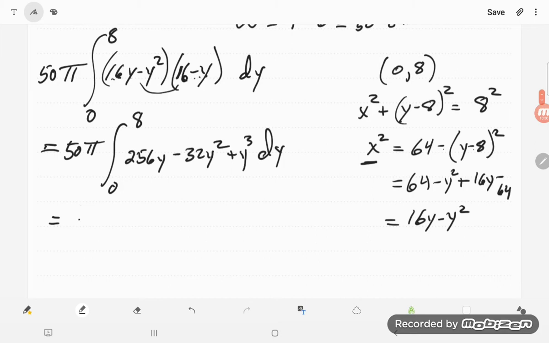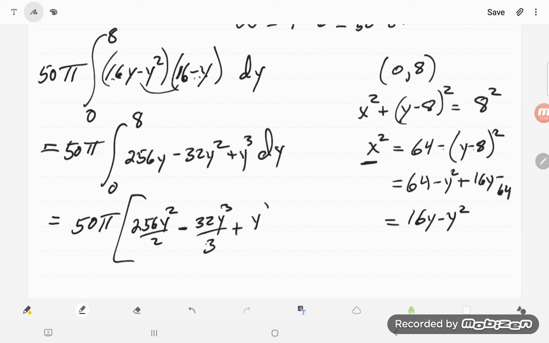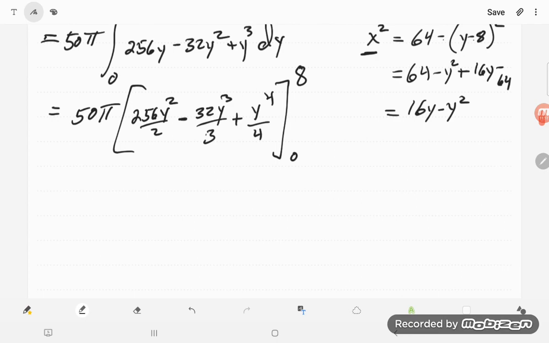So this is 50 pi. Now I'm ready to do my antiderivative. I get 256y squared over 2 minus 32y cubed over 3 and plus y to the 4th over 4. And that's from 0 to 8. So the 0 doesn't matter. And so I plug in that 8.